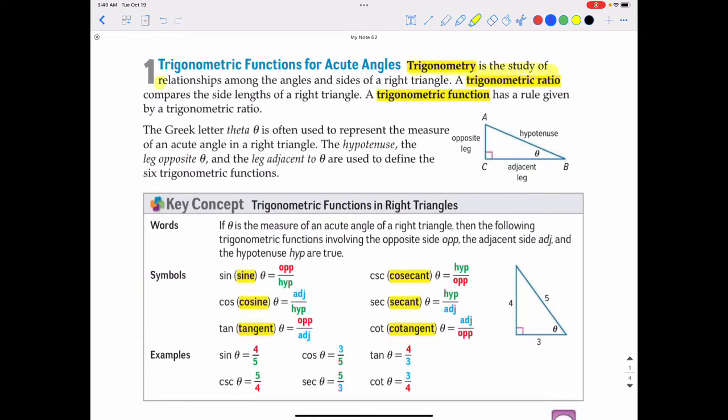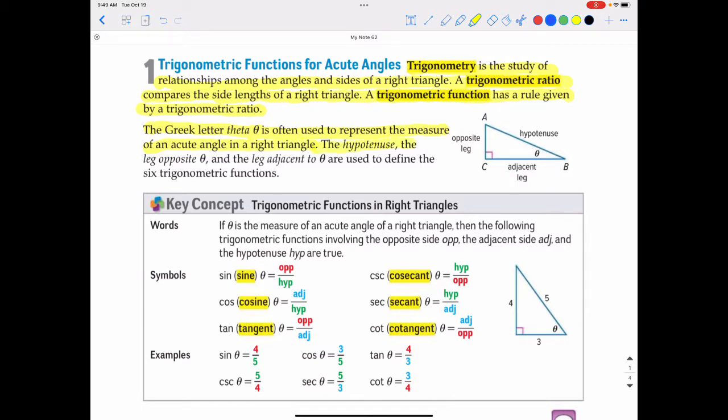Trigonometry is the study of relationships among the angles and sides of a right triangle. A trigonometric ratio compares the side lengths of a right triangle. A trigonometric function has a rule given by a trig ratio. In trigonometry, we often use the Greek letter theta, that looks like a zero with a little line through it, to represent the measure of an acute angle in a right triangle.